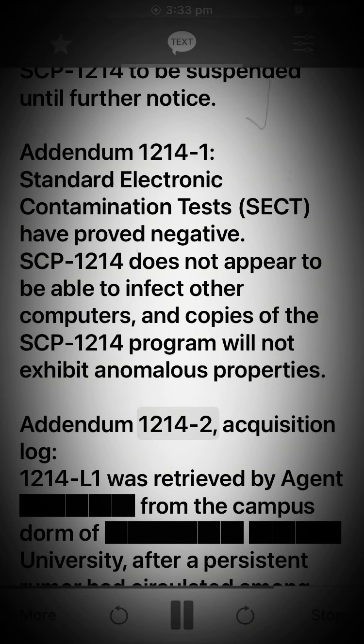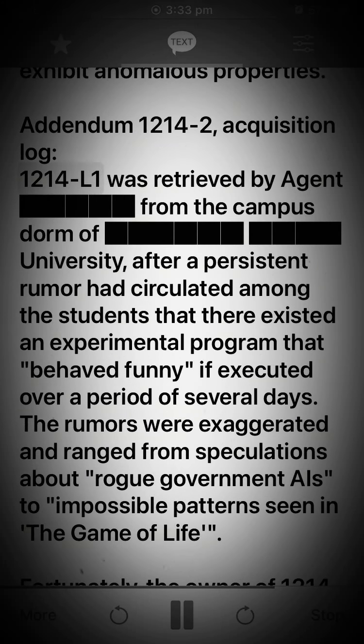Addendum 1214-2. Acquisition Log. 1214-L1 was retrieved by an agent from the campus dorm of a university, after a persistent rumor had circulated among the students that there existed an experimental program that behaved funny if executed over a period of several days.